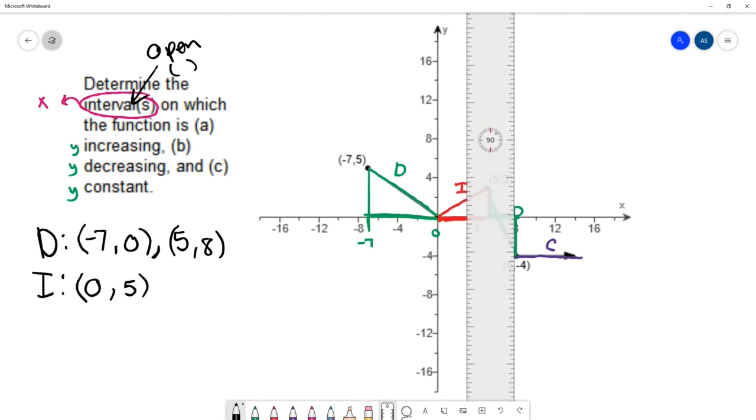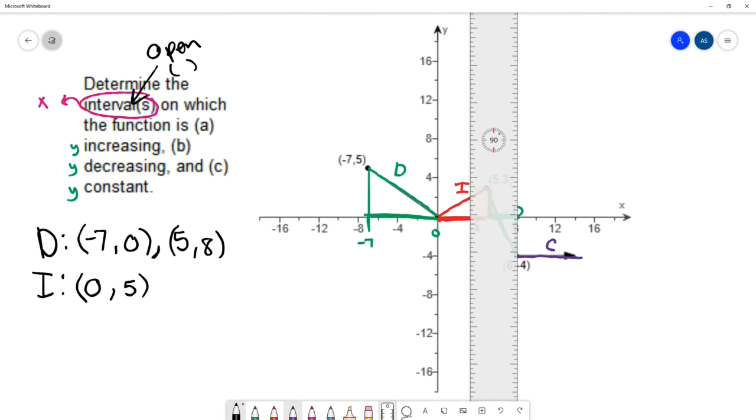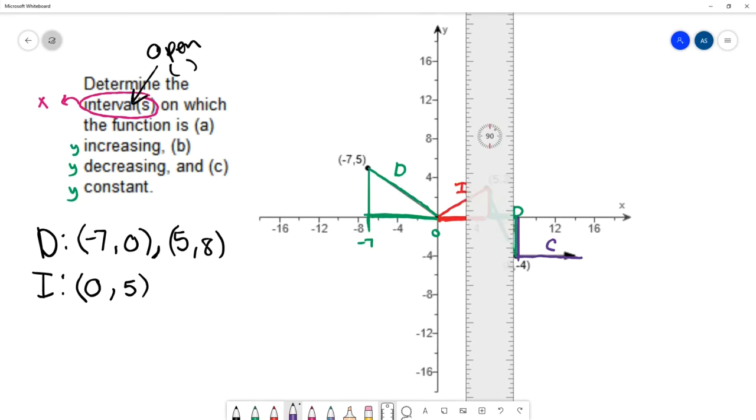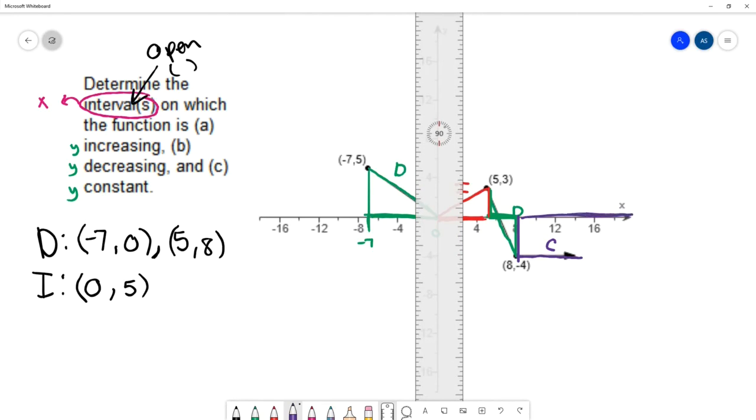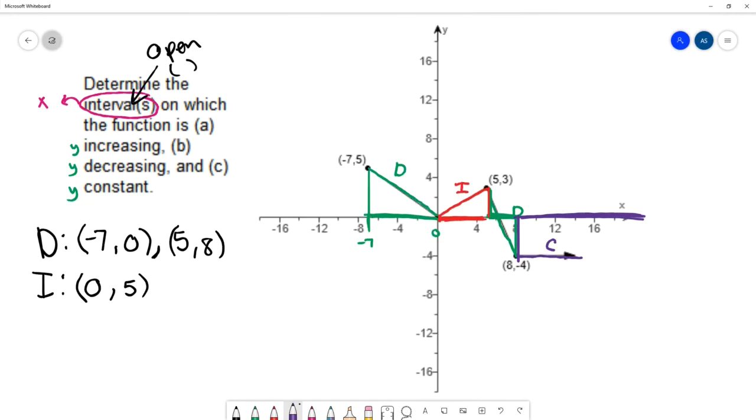This last group is constant. The y's are constant, and it starts here at 8, an x of 8, and continues on forever. So this whole group of x's has the y values being constant. We're constant from 8 to infinity.